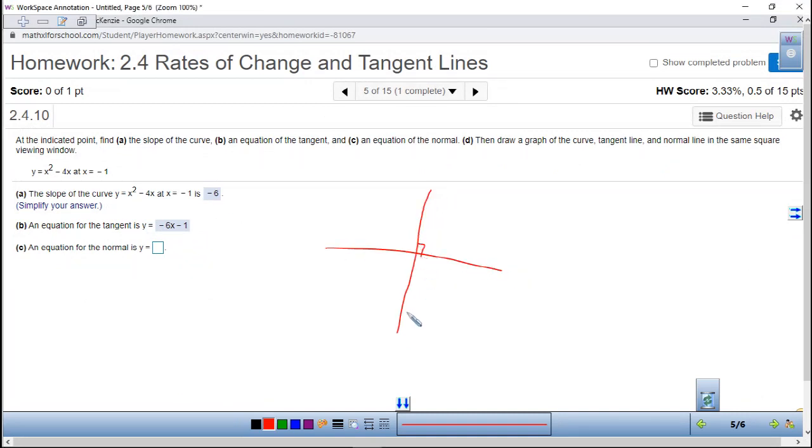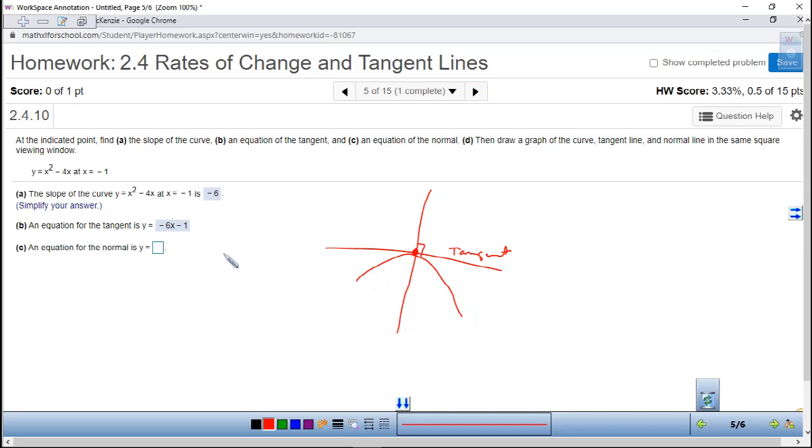All right, now a normal line, if we have a line here, the normal line is going to be perpendicular to the other line. So if this is my tangent, a normal line is going to go through the exact same point, but it's going to be perpendicular to the tangent line.